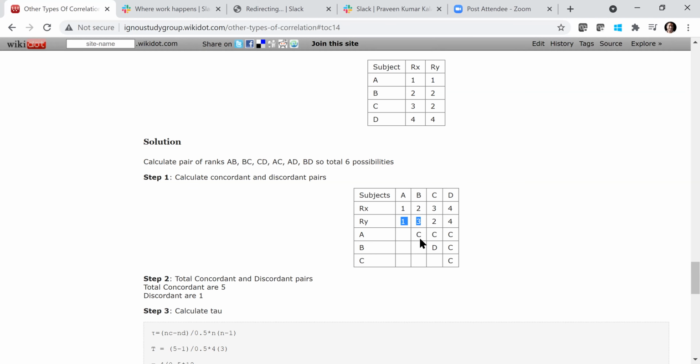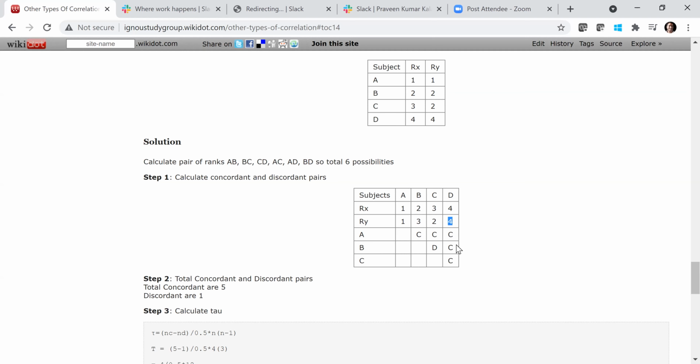Now when I see A and C relation, A is 1, C is 3, A is 1, C is 2, again it is in the same direction. That means AC relationship is also concordant. Now I compare A and D. A is 1, D is 4. A is 1, D is 4. It is in the same direction. It is the same values, right? So it is again concordant.